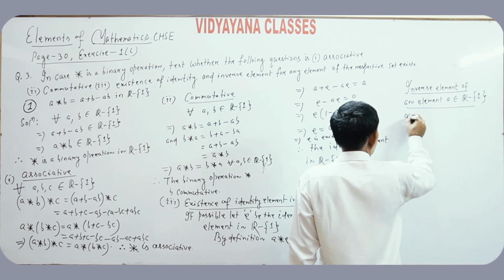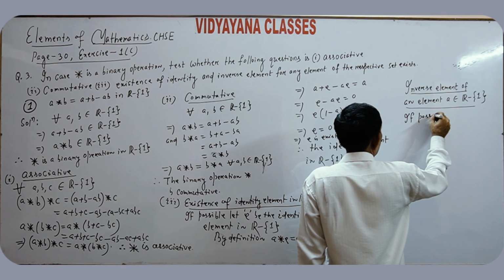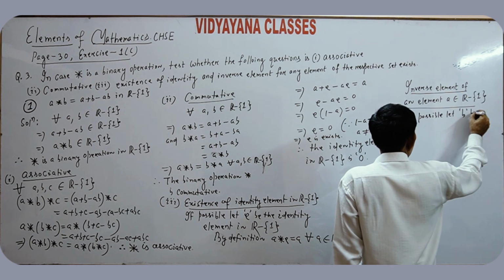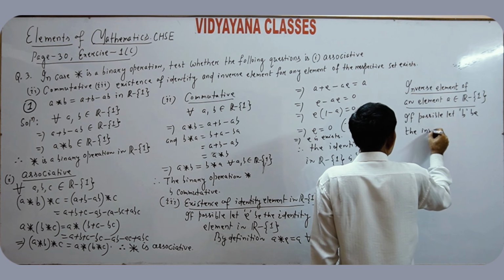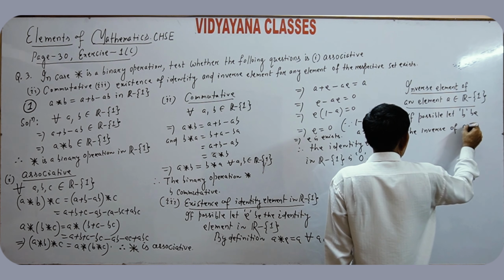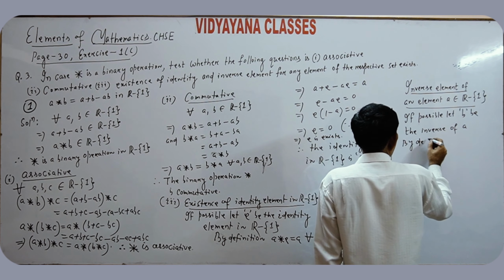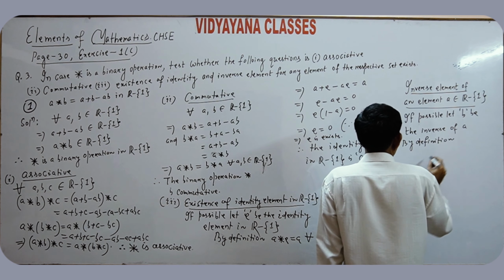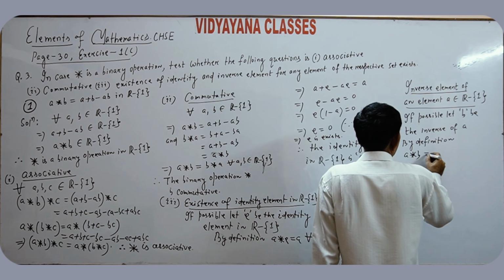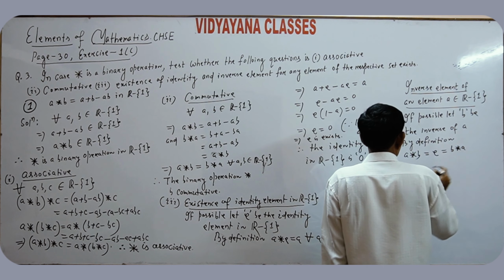If possible, let B be the inverse of A. By definition, A star B is equal to E, which is equal to B star A.